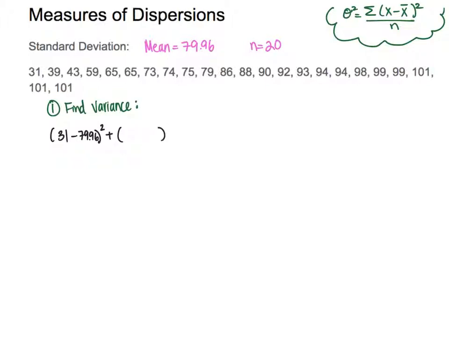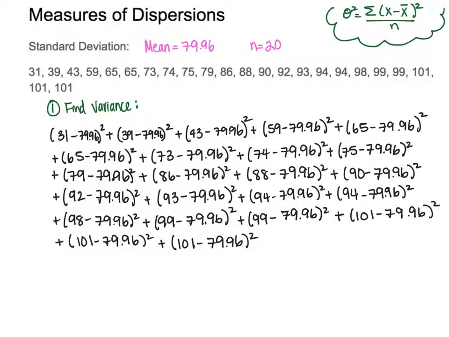So I'm now going to do it for the second term. That's going to be 39 minus the mean again, which is 79.96. So the mean's not going to be changing. And the third term is going to be 43 minus 79.96. Now this is going to take me a while because I'm going to have to do it for all 20 terms. So I'm going to pause the video, and then when I get done, I'll start the video again, just because this is going to be kind of boring, you watching me write all of this down.